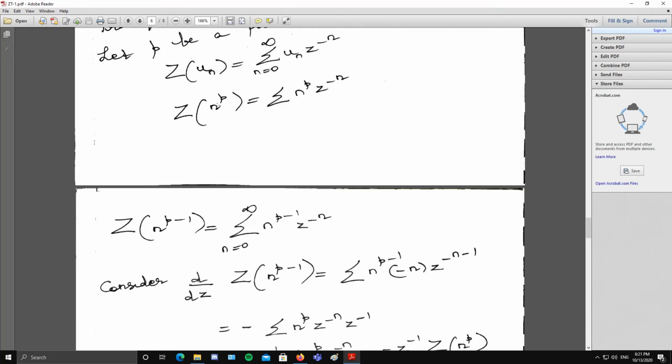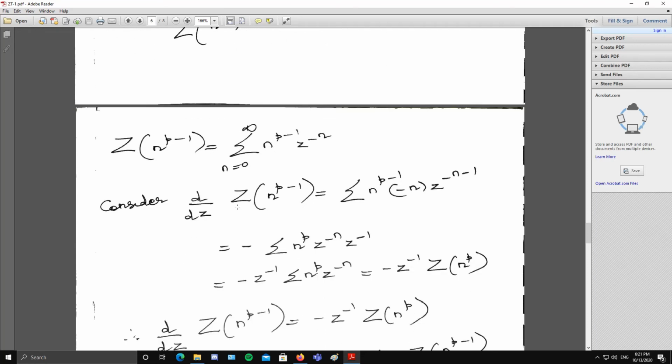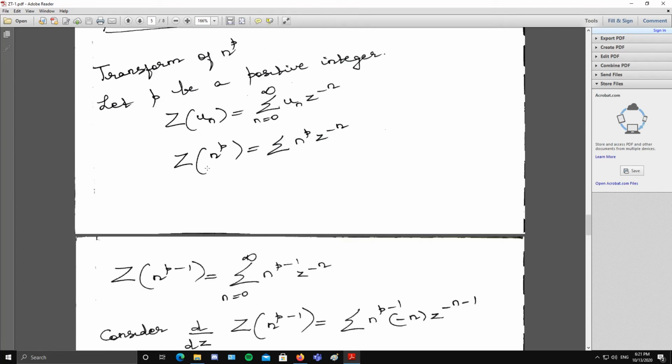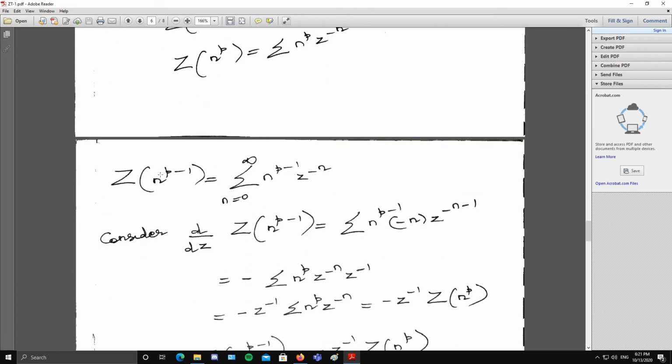Now to get the transform of n power p, we use the transform of n power p minus 1. If I replace n power p by n power p minus 1, I will get summation n power p minus 1 z power minus n. So I have the transform of n power p minus 1. I repeat, I am going to get the transform of n power p using the transform of n power p minus 1.